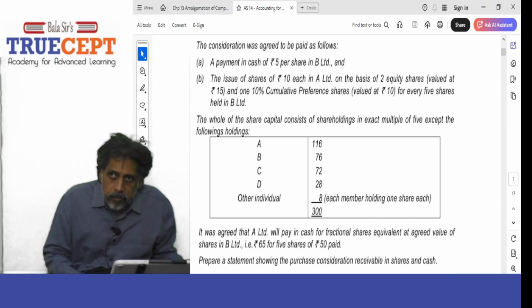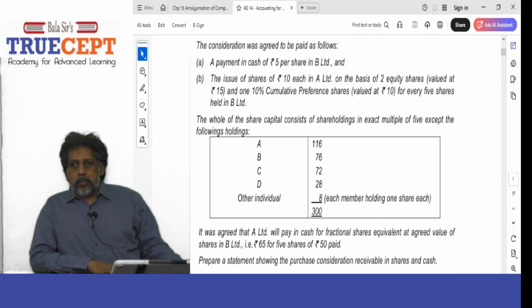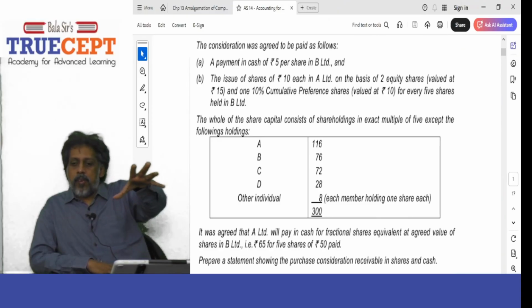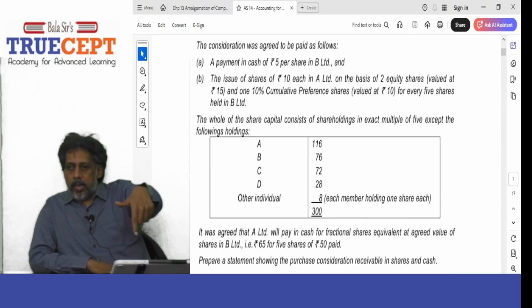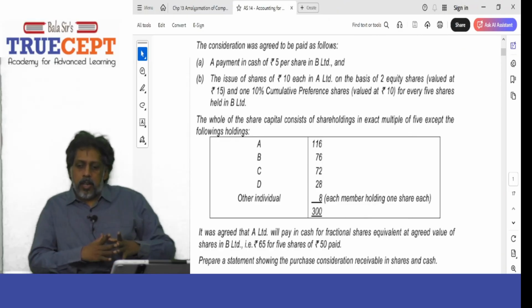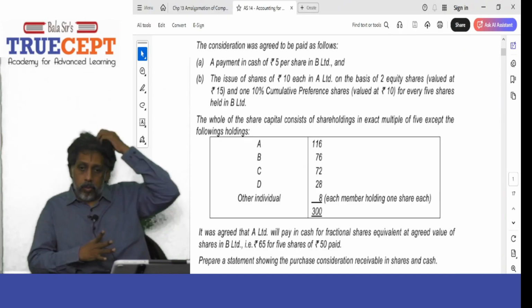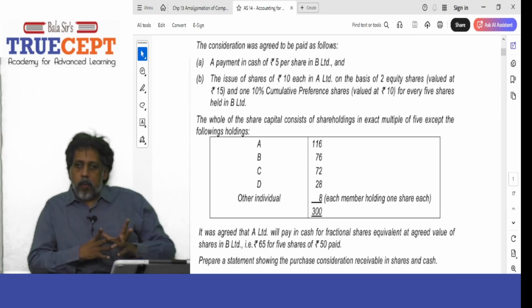A, payment in cash of rupees 5 per share in B Limited. I am going to pay rupees 5 in cash for every share in B Limited. Next, B, the issue of shares of rupees 10 each in A Limited on the basis of 2 equity shares valued at rupees 15 and one 10% cumulative preference share valued at rupees 10 for every 5 shares held in B Limited. It's a compound sentence, right? What is point B?